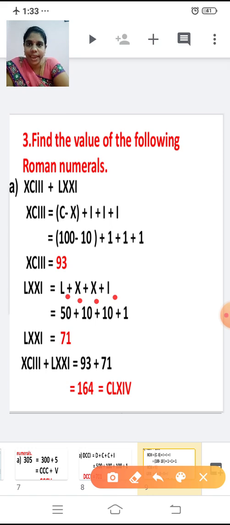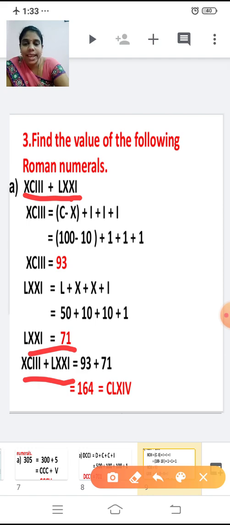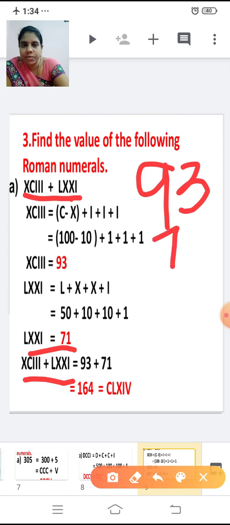Now what is the value for L? 50. 50 plus what is the value for X? 10. Then what is the value for X? Again 10, plus I, 1. Now add 50 plus 10, 60. 60 plus 10, 70. 70 plus 1, 71. So write it down: the value for LXXI is 71. Now let's add XCIII plus LXXI. So add this 93 and 71.